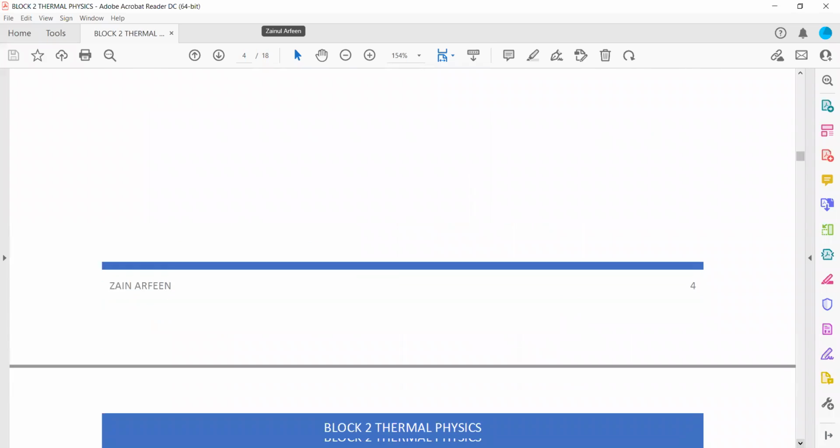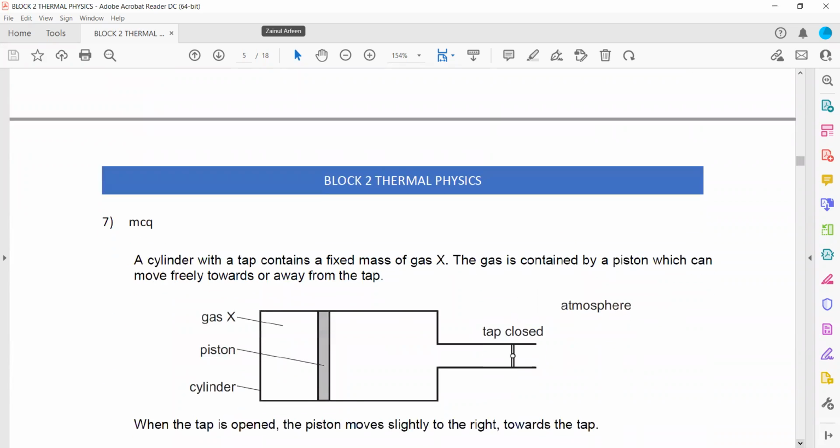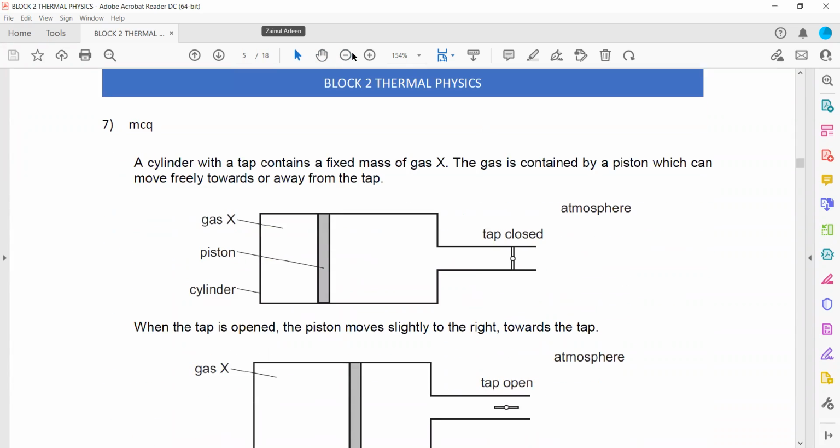If you want me to repeat any question, just let me know. I will repeat that question, if there is any question you're not able to understand.